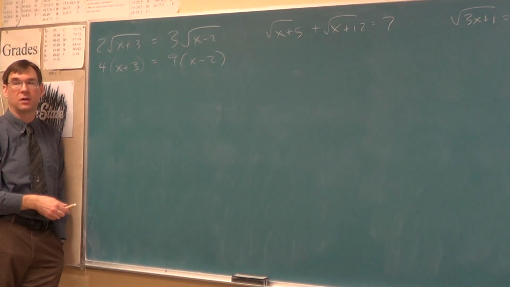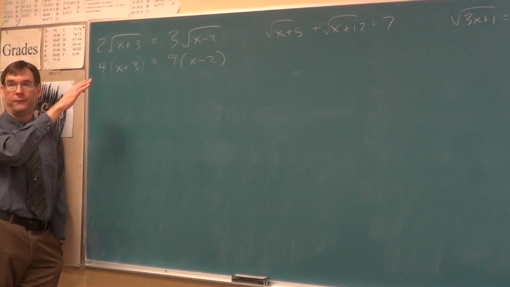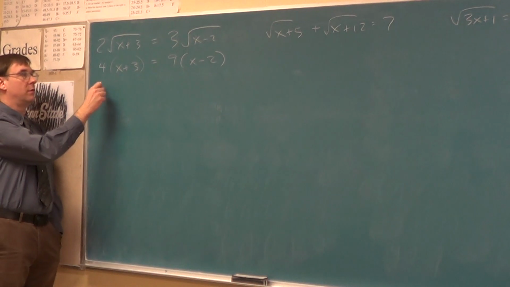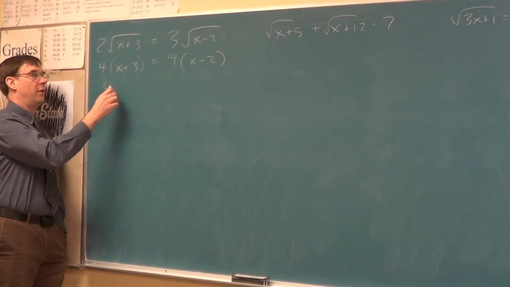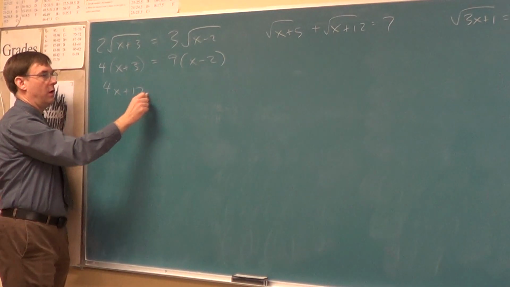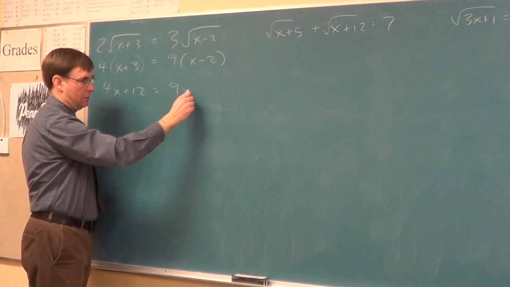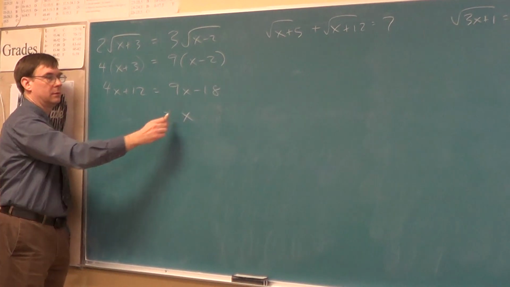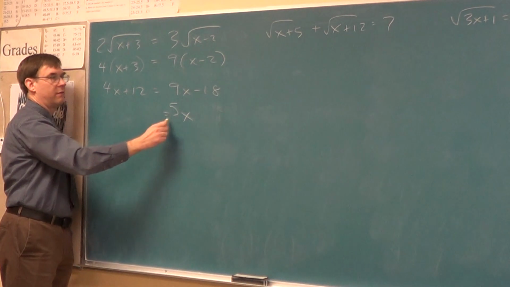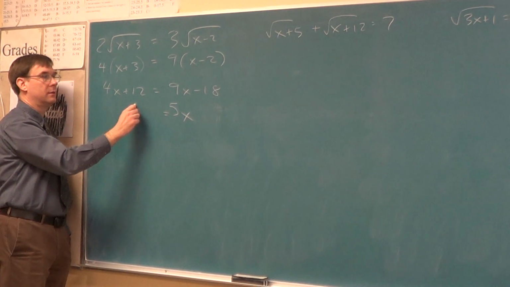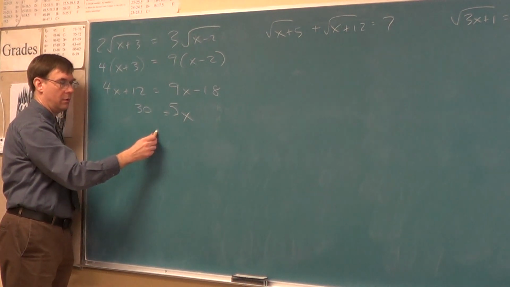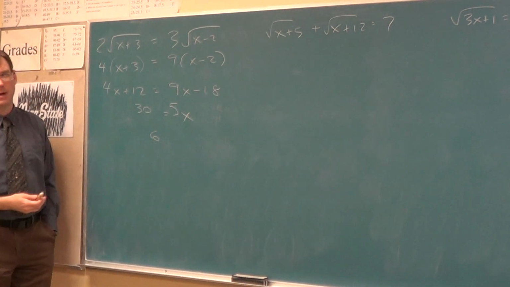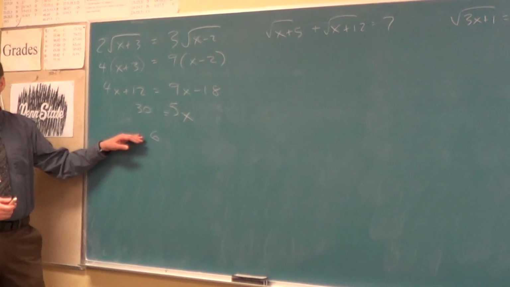This is more old-fashioned. Something about that? So go at it, what would you do? Distribute, so 4x squared. 4 is 12, 9x 18. 9x minus 18. I'm going to send my x's that way, 5x. Send all the numbers the other way, 30, total 6. And I would check it just to be sure. Question before we check?